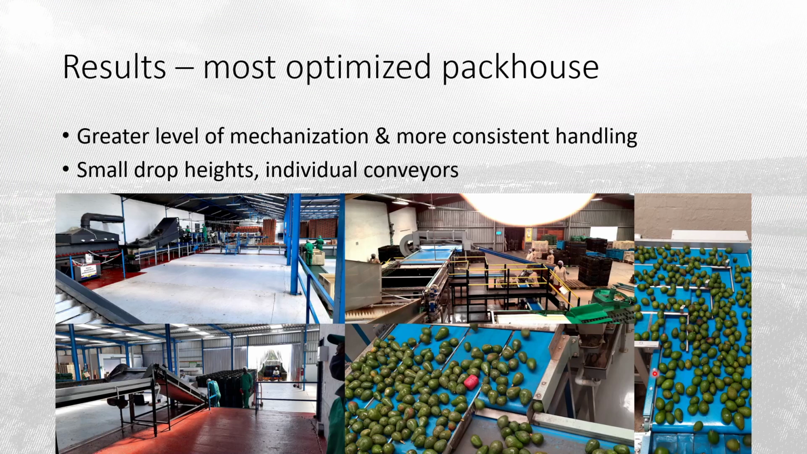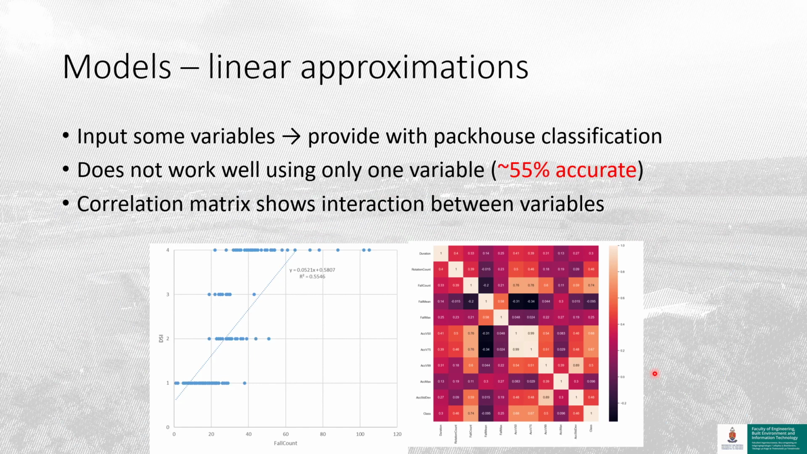This is just some images of the most optimized packouts which we identified. There's a greater level of mechanization and more consistent handling, smaller drop heights, and individual conveyors where the avocados are handled in a generally more acceptable way, which we could just discern visually. But this was characteristic of an optimized packhouse.